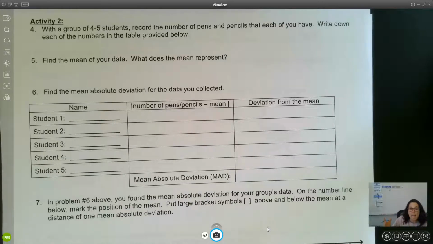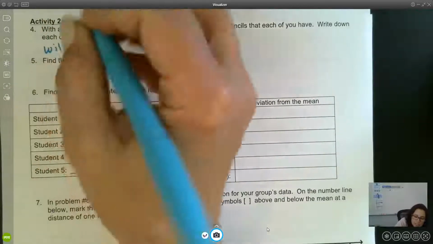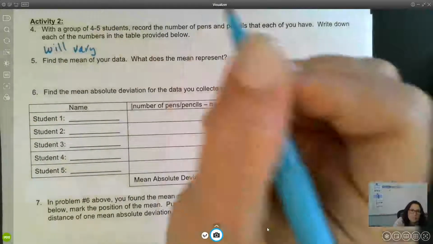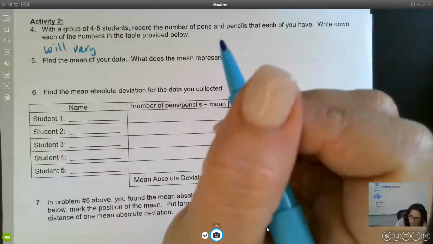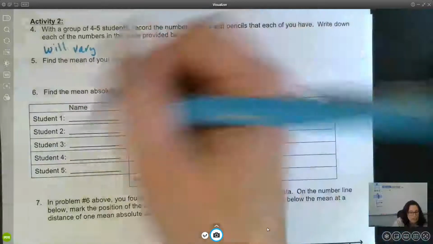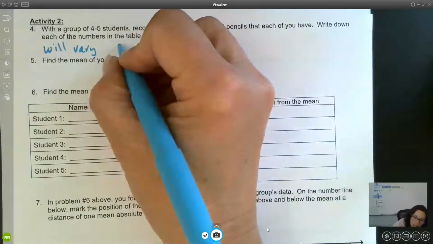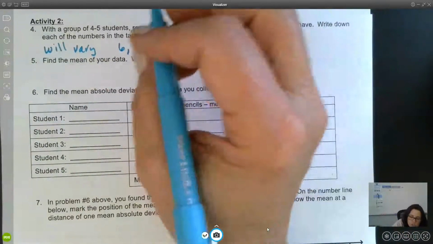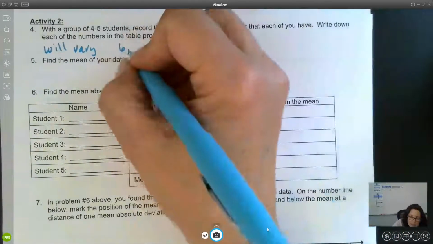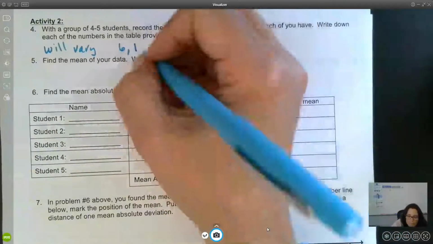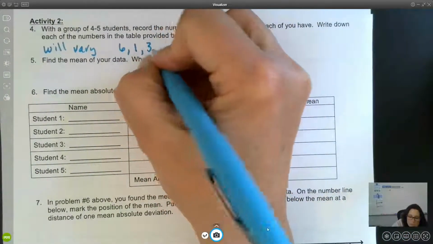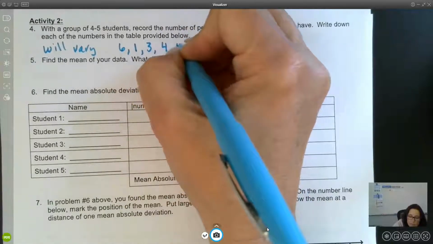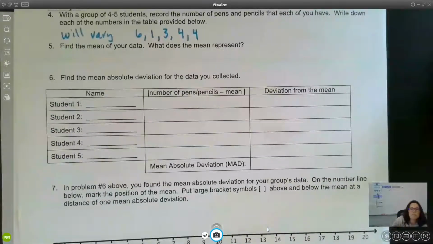Okay, I am going to just write some numbers down from 5 people that I surveyed. Please note that if we did this, this will vary. If you're watching this video and you're not doing it live in class, this will vary depending on who you survey. So my data, I surveyed one student and they had 6 pens and pencils, 1 pen and pencil, somebody else, 3, somebody else, 4, somebody else, and 4. That's my data after I surveyed 5 kids.